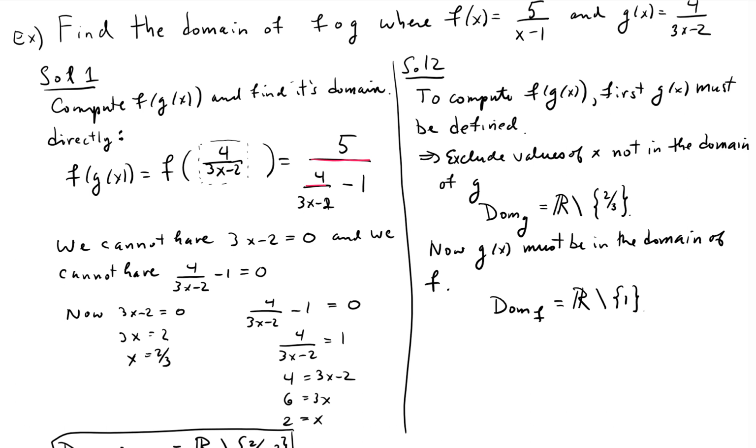So that means that I'm going to have to exclude other values. Exclude values of x where g of x is not in the domain.